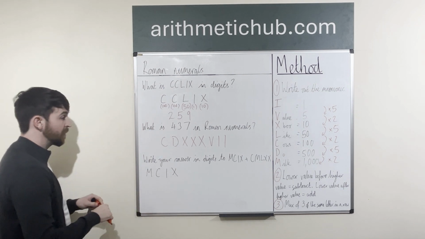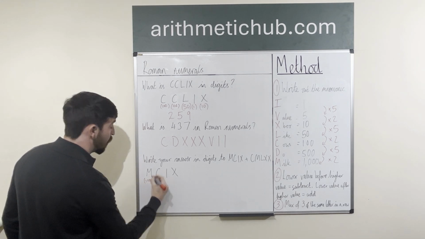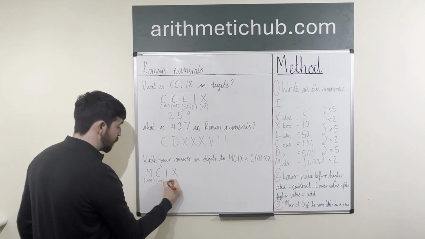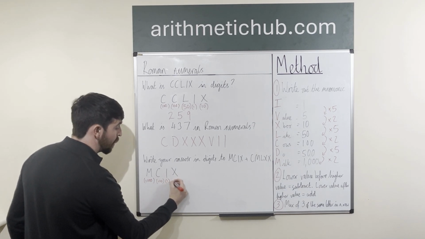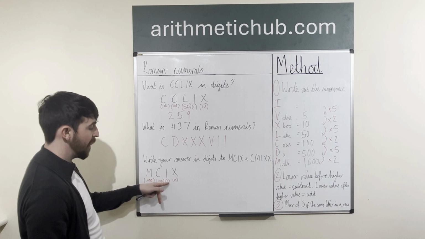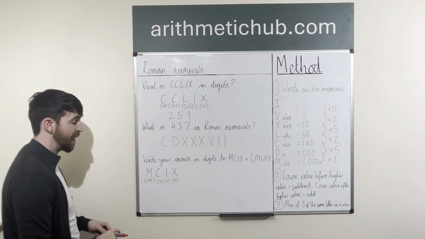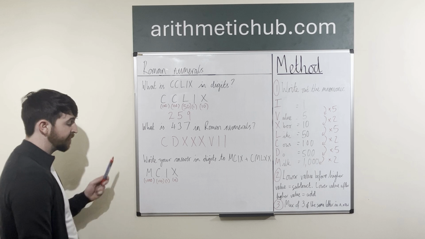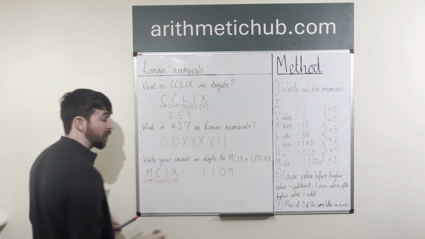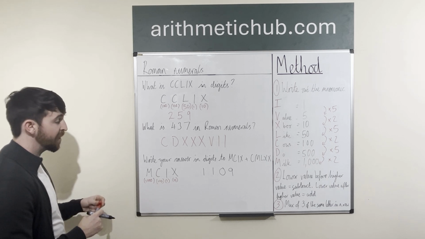So I'm going to do M is 1,000. C is 100. I is 1. And X is 10. So I've got 1,100 and then 1 before 10. Well, 1 before 10 I know is going to be 9. I know I'm going to need to subtract it. So I know MCIX is going to be 1,109. So I can write it out like that. 1,109.